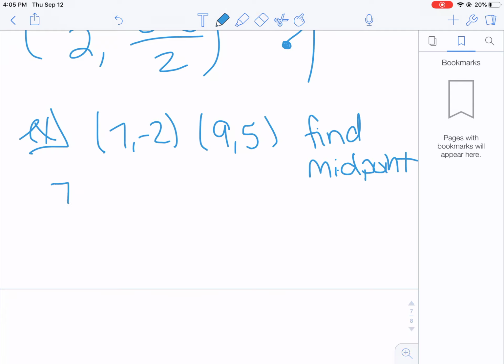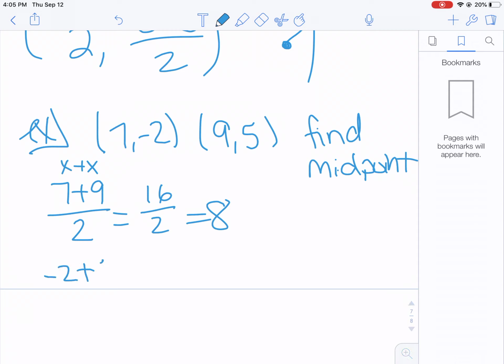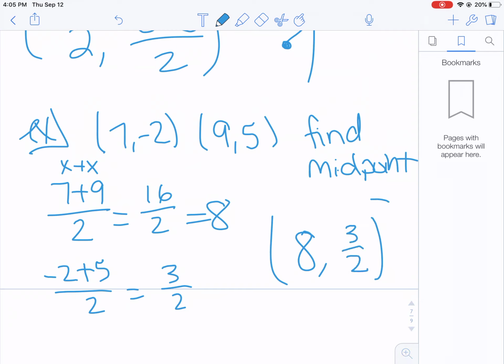So I'm going to take 7 plus 9 and divide it by 2, so that's my x plus x divided by 2. So 7 plus 9 is 16, and 16 divided by 2 is 8. And then I do the same thing with my y. So negative 2 plus 5 divided by 2 gives me 3 over 2. Well, that doesn't reduce down, so we'll just leave it as 3 over 2. So then you always write your answers in ordered pair. The x value is 8, and the y value is 3/2. So the midpoint is located at (8, 3/2).